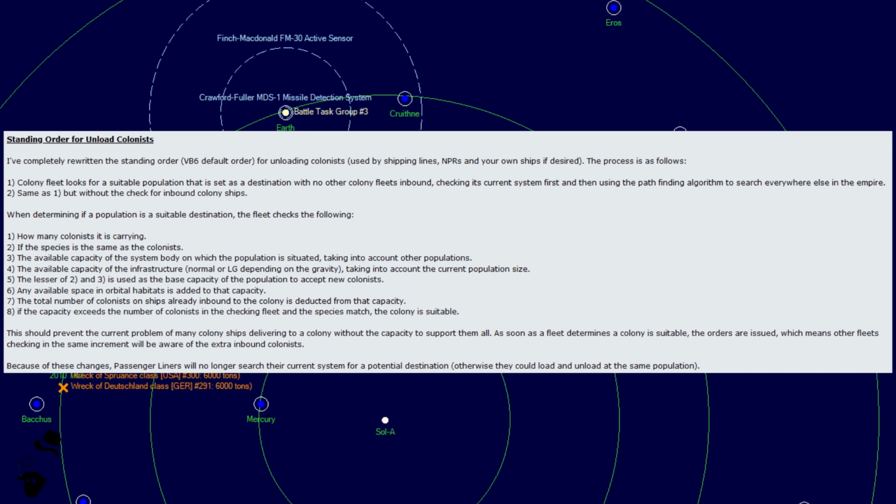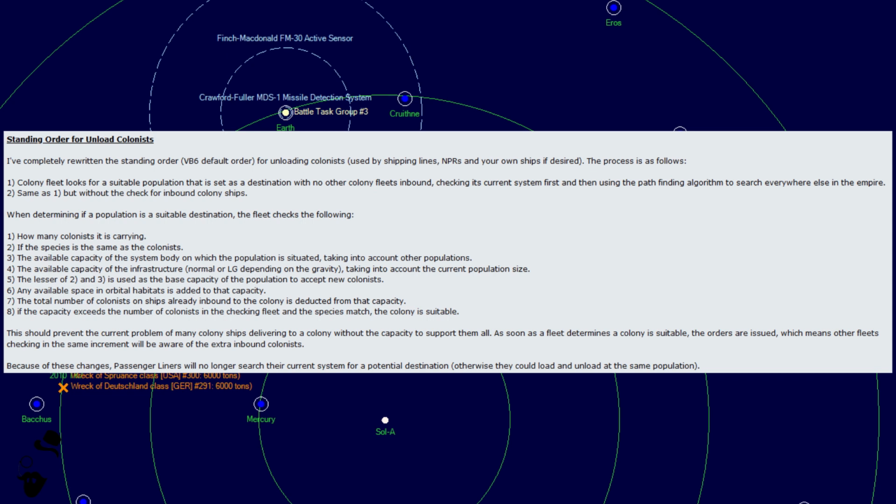How many colonists it is carrying, if the species is the same as the colonists, the available capacity of the system body on which the population is situated, taking into account other populations, the available capacity of the infrastructure, normal or low gravity, depending on gravity, taking into account the current population size, the lesser of 2 and 3, I think that's meant to be 3 and 4, to be honest, because number 2 is just a species and it's not really a lesser, is used as a base capacity of the population to accept new colonists.